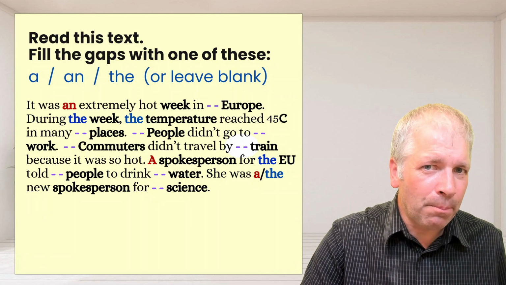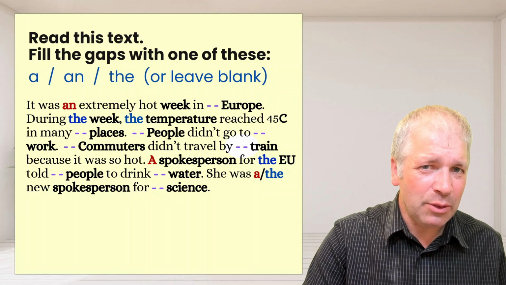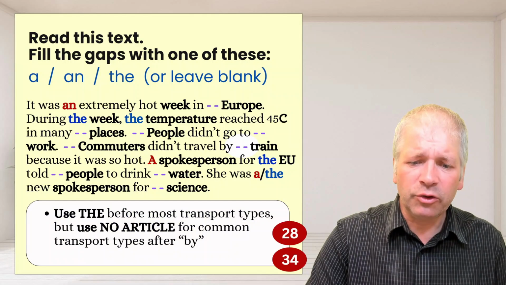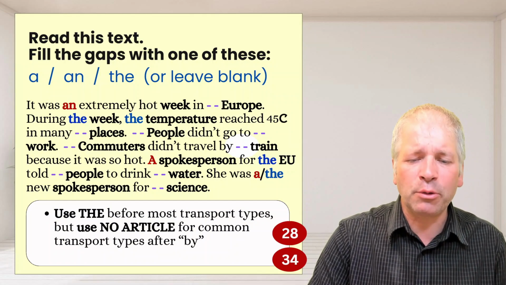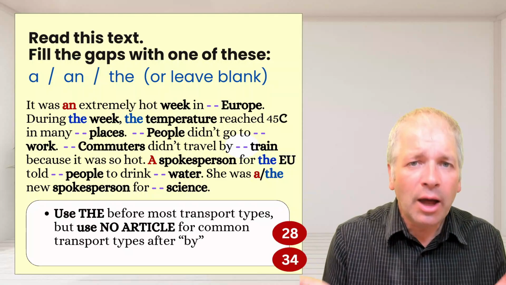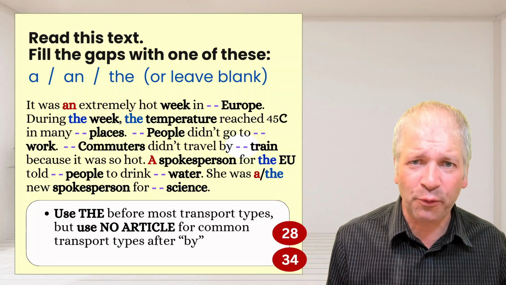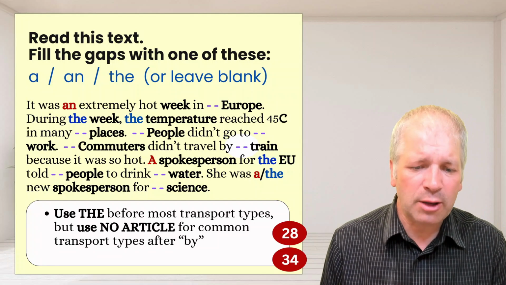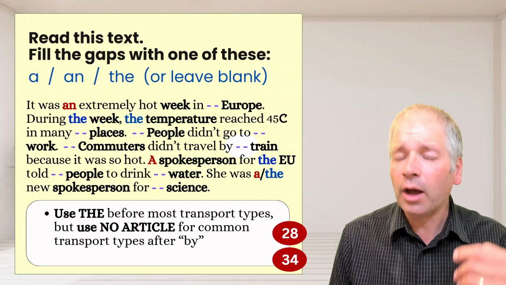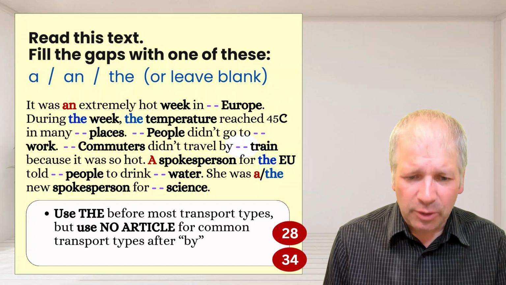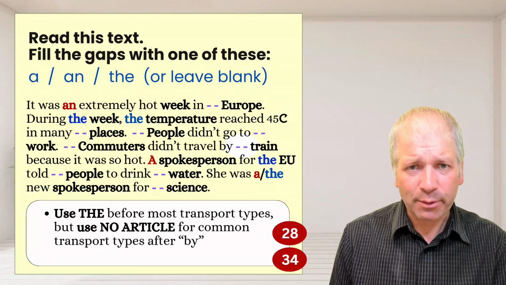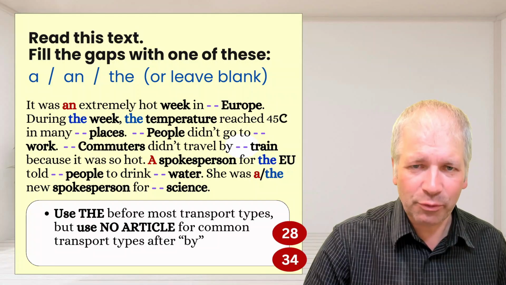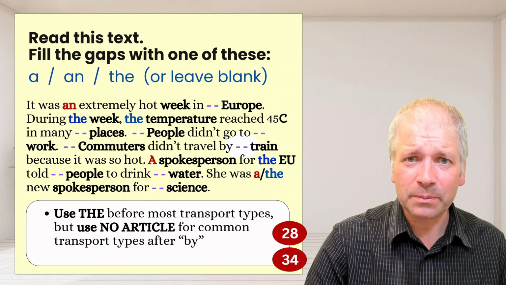Did you notice by train didn't have an article either? Do we have to have an article before transport types? Well, usually we do. We use the before most transport types. Actually, we could use a as well if it fulfills the rules for a. But we use no article for common transport types after the word by. Commuters didn't travel by train or by bus or by plane or by boat. By is an exception. No article afterwards if you're referring to transport.